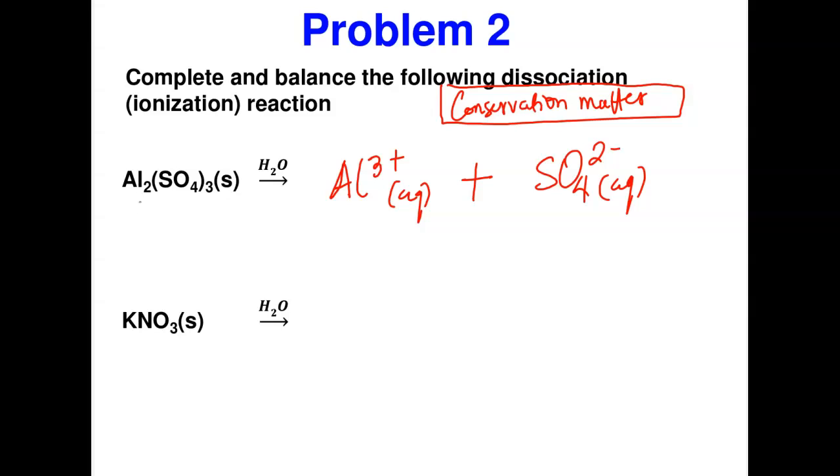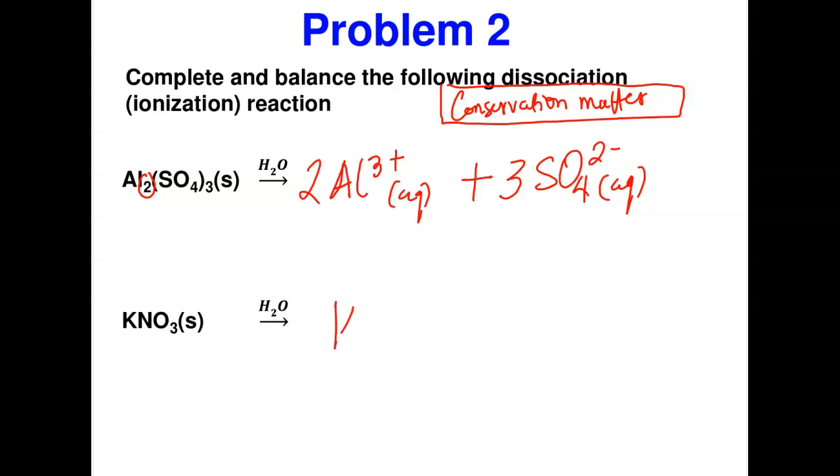If you look at this, we have 2 atoms of aluminum. So we're going to put what? 2 at this point. And look at sulfate. We have 3 sulfate ions here. What it means is we're going to also put 3 in front of the sulfate, and now the equation is balanced. We go to the next one, potassium nitrate.